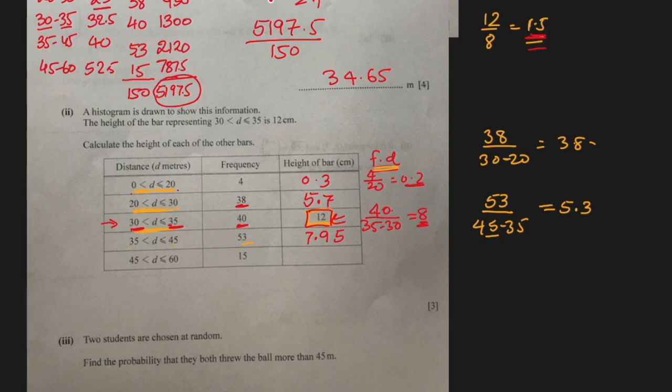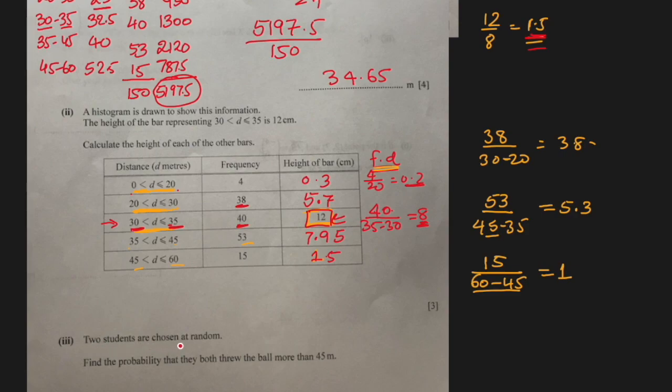I'm doing it mentally. Please, if there is one digit here or there, don't complain. I'm telling you the process. You just follow the process. The last one, 15 divided by 60 minus 45, which is 15 again. So 15 divided by 15 is 1. 1 multiplied by 1.5 is 1.5. These will be the heights of the bars.